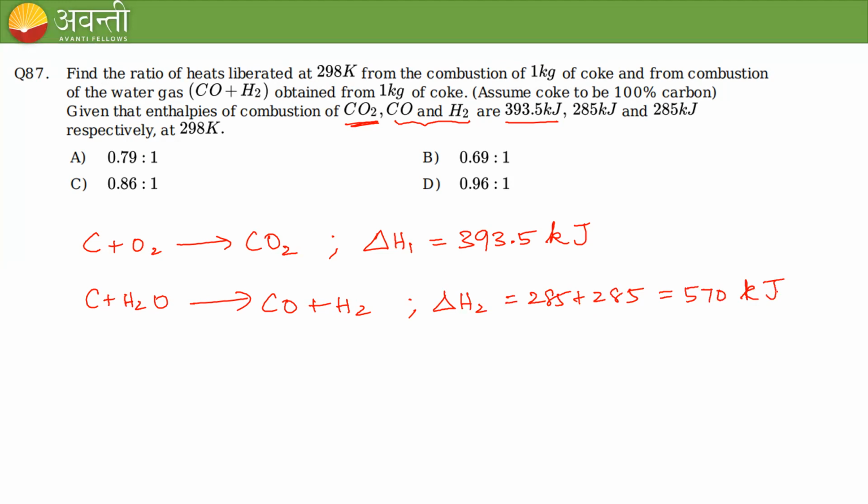Now we have to find out the ratio of the heat liberated. So delta H1 to delta H2 ratio is 393.5 to 570. So the ratio would be 0.69 to 1. This is the ratio and it is given in option B.